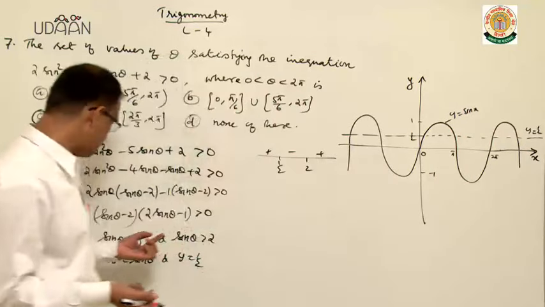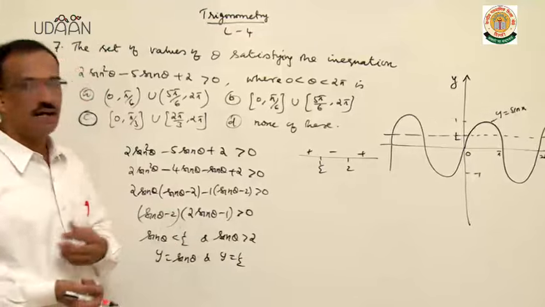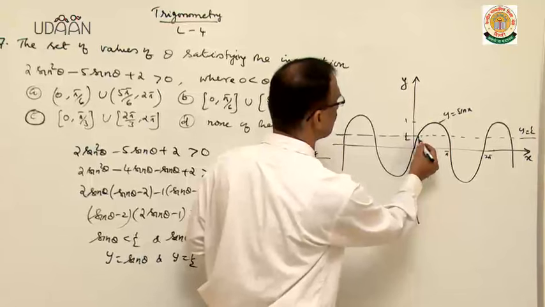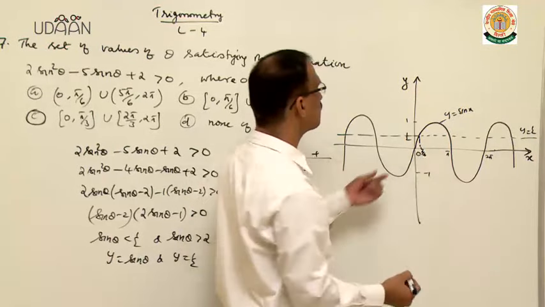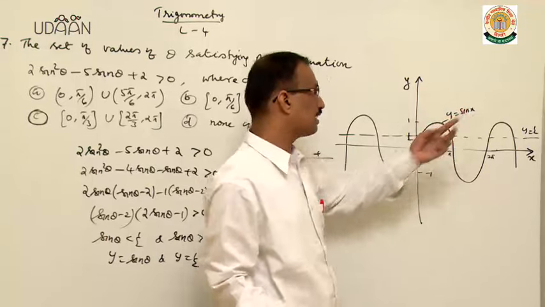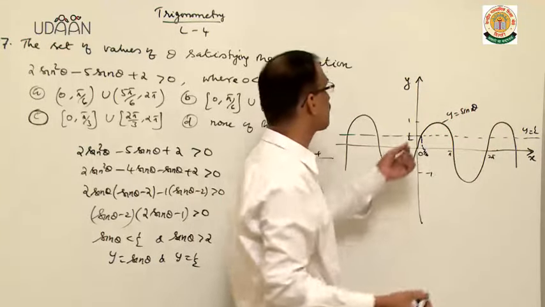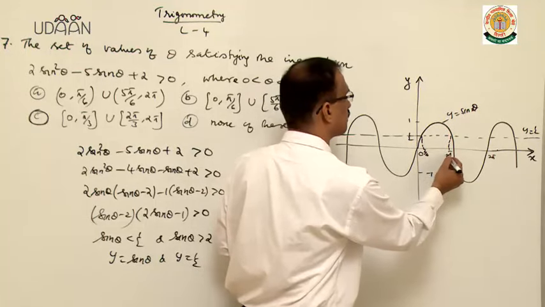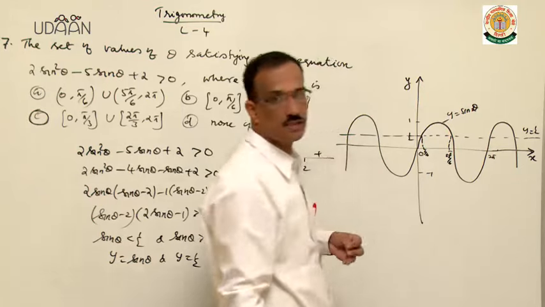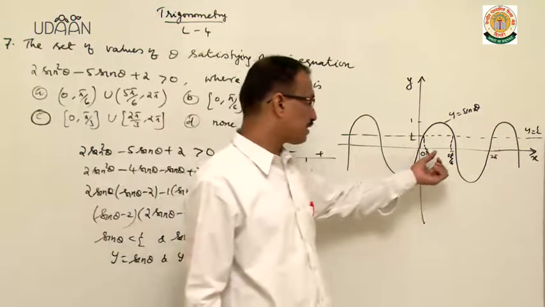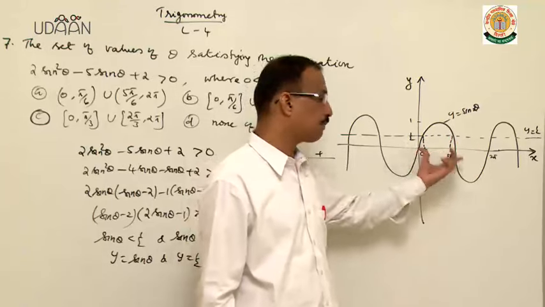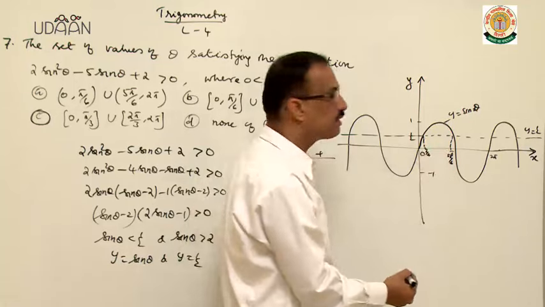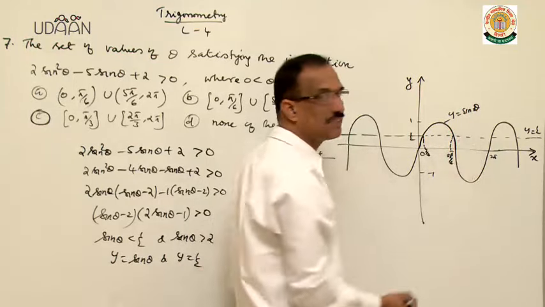Now, what we have to see is where sin theta is less than half. Here at this point, when theta equals pi by 6, we get half. Similarly, this other point is 5 pi by 6. So, pi by 6 and 5 pi by 6 are the points. These are the portions less than half, and similarly, these are also the portions less than half.